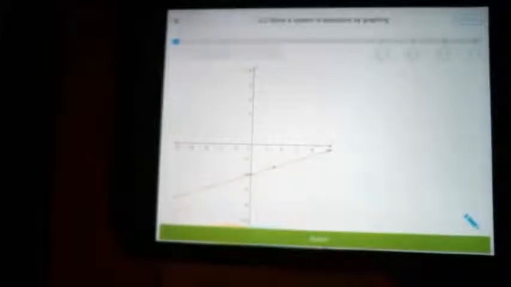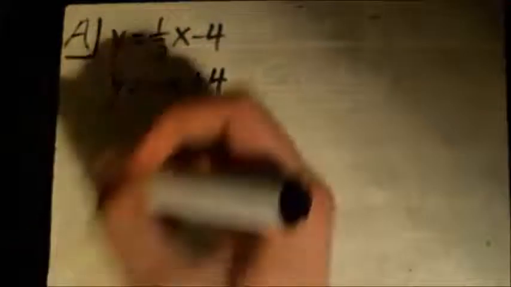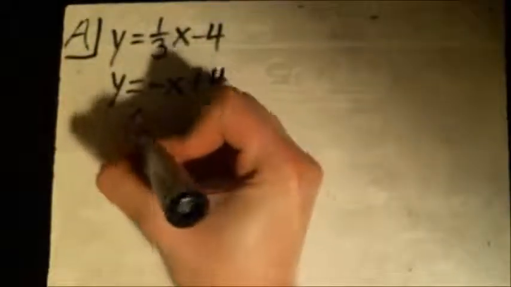And for my second line, I've got y equals negative x plus 4, so my y-intercept is at positive 4, and my slope is negative 1. So I'm going to go down 1, right 1. So this auto fills in the line for me, and I can see that they are meeting right here. And that point would be 6, negative 2. So my answer for A would be 6, negative 2.